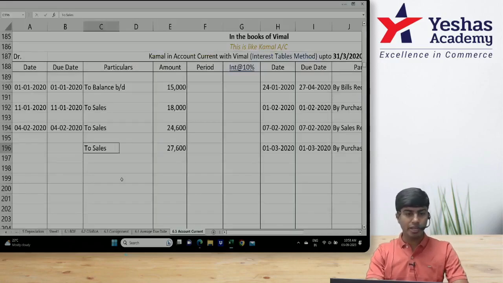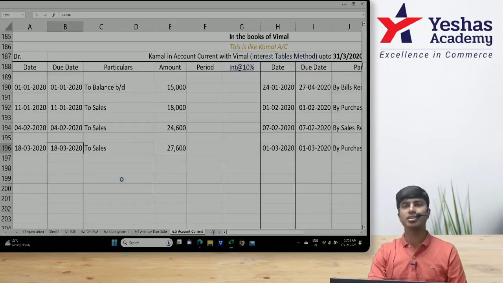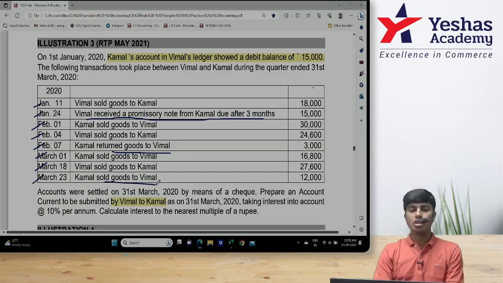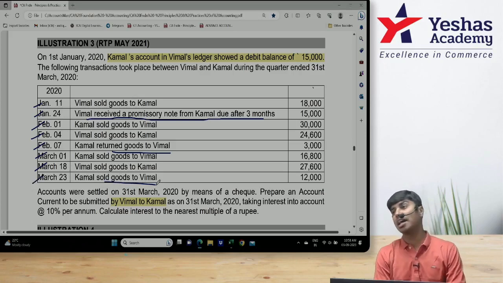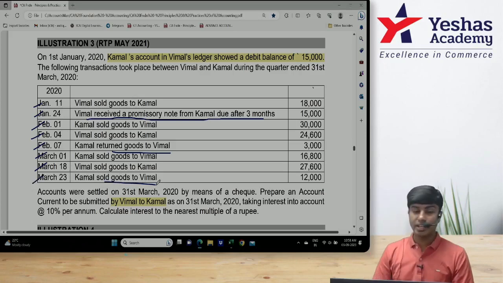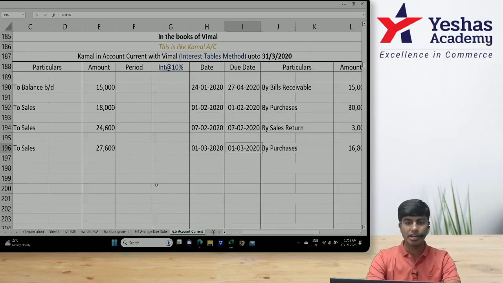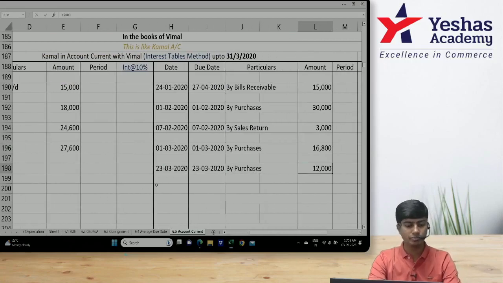On the date 18th of March. Clear? After 18th of March, 23rd of March, Kamal sold goods to us. So we are Vimal. If Kamal has sold, we have purchased. Entry is purchase account debit to Kamal. So this is like Kamal account. Here I'll write by purchases. Date is 23rd of March. Amount 12,000. Everyone understood this?